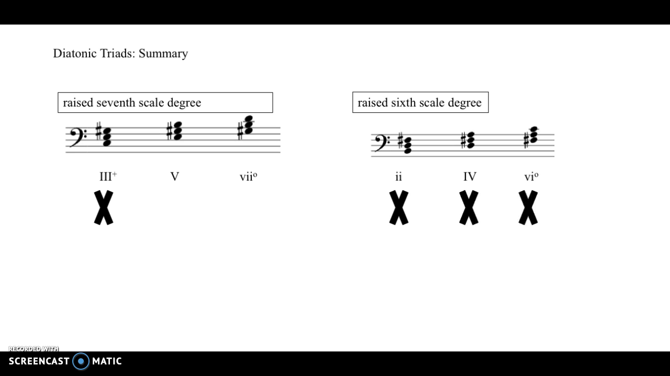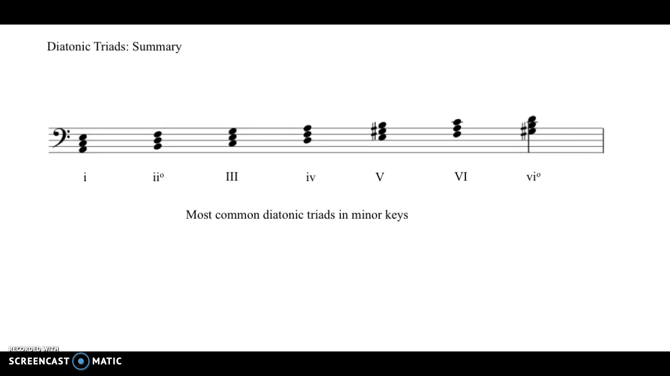a diminished 6 chord. The most common diatonic triads in minor are the following: minor 1, diminished 2, major 3, minor 4, major 5, major 6, and diminished 7th.